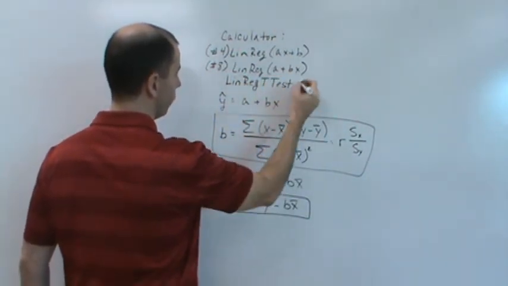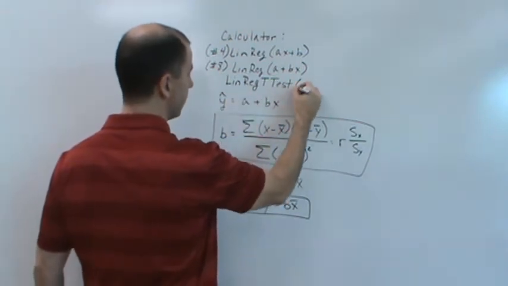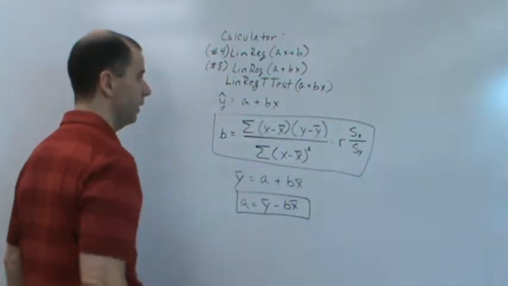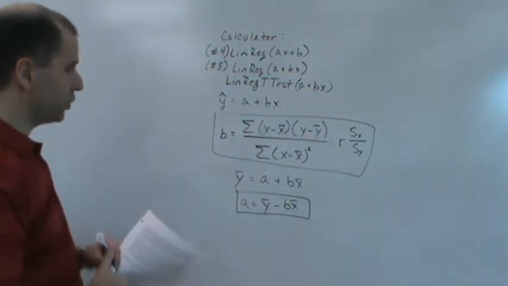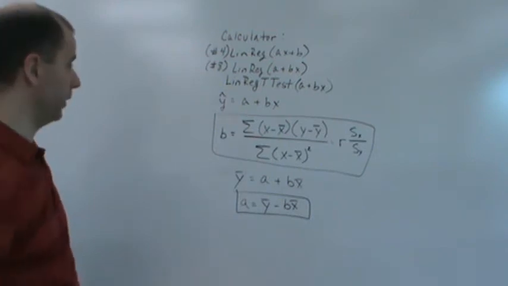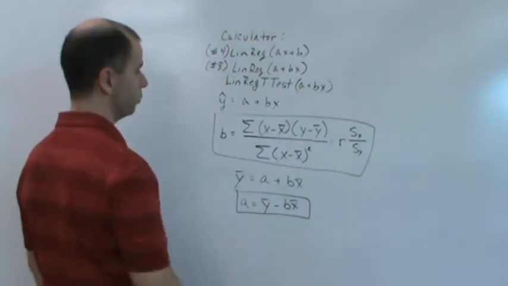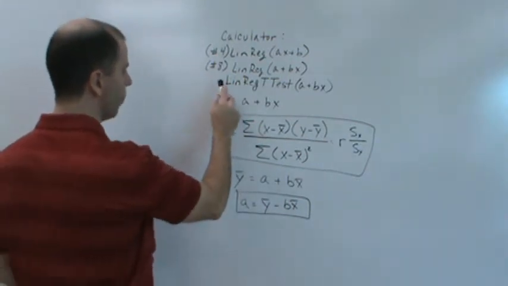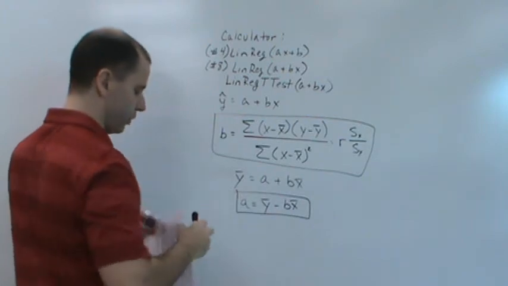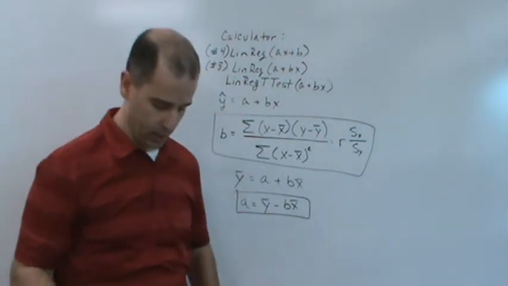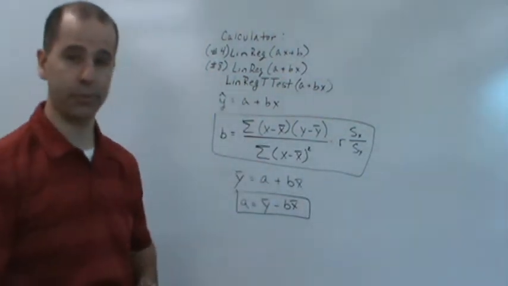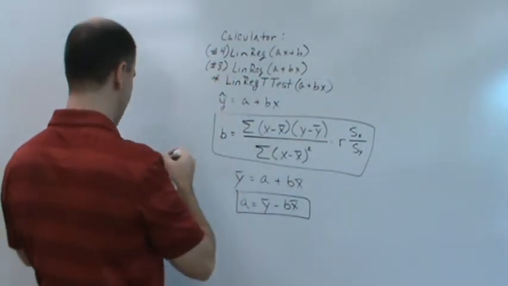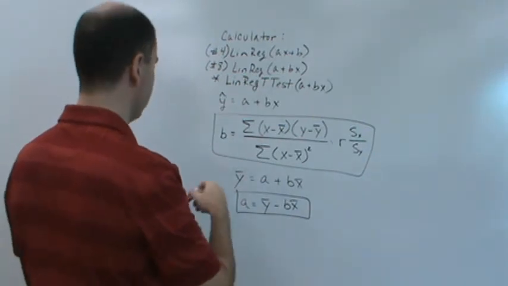This one doesn't say anything, but it gives you the a plus bx form. So again, make sure you know what you're getting from the calculator. Any one of these functions will give you the regression line, so just keep that in mind. This is the one I like because not only does it give you the regression line, but it gives you everything else that we use in this chapter, chapter 12. So I would stick with that one. LinReg T-Test will give you everything.